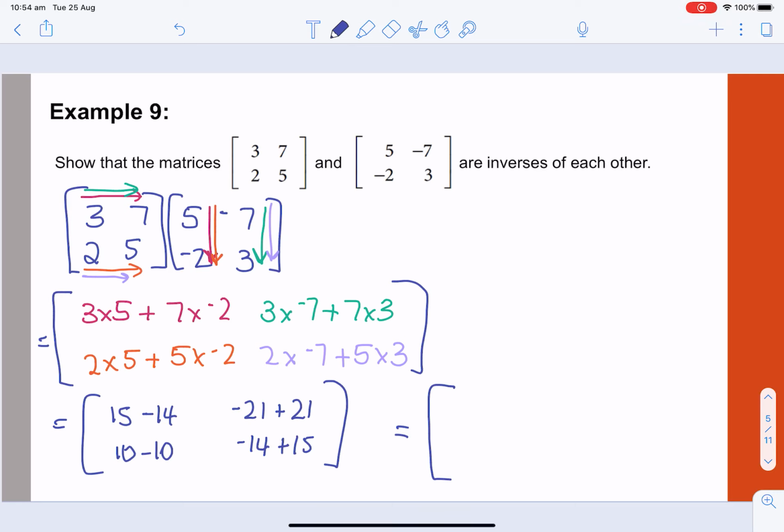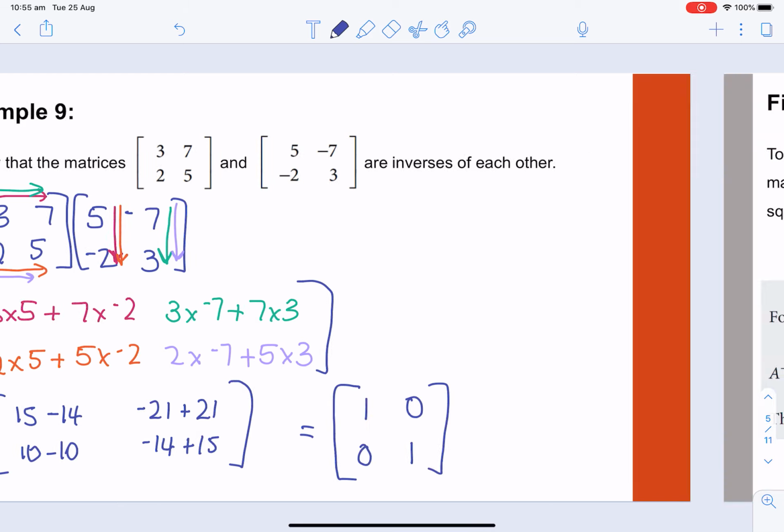15 take 14 gives us 1. Negative 21 plus 21 gives us 0. 10 take 10 gives us 0. Negative 14 plus 15 gives us 1. As easy as that. So we've shown that the product of the two matrices equals the identity matrix.